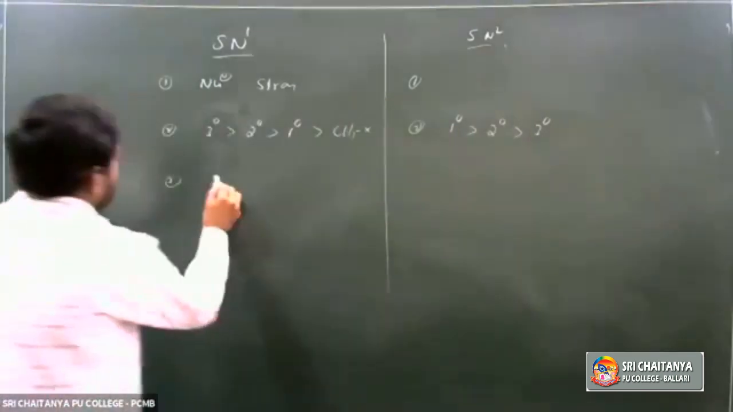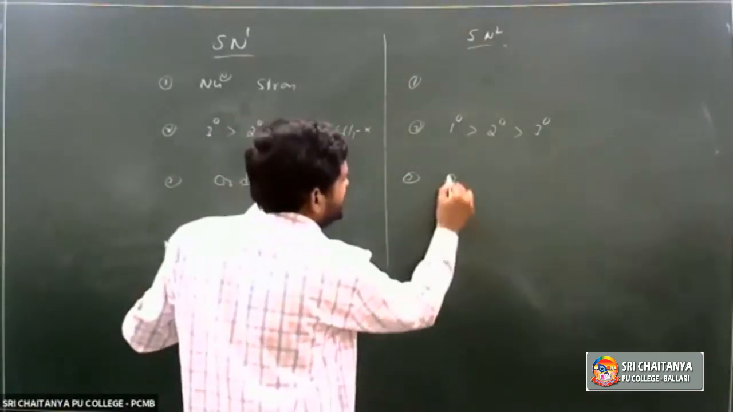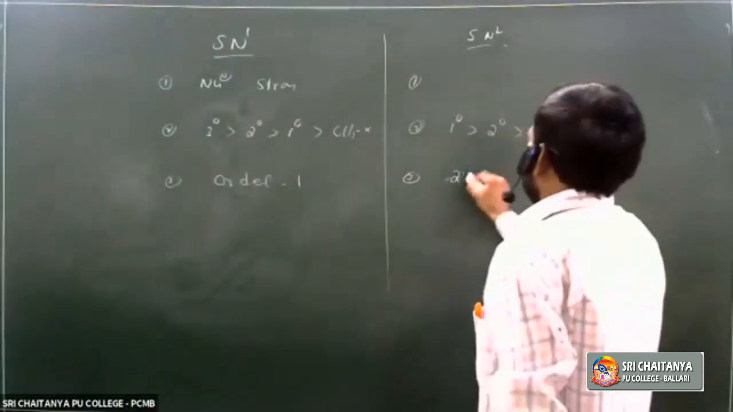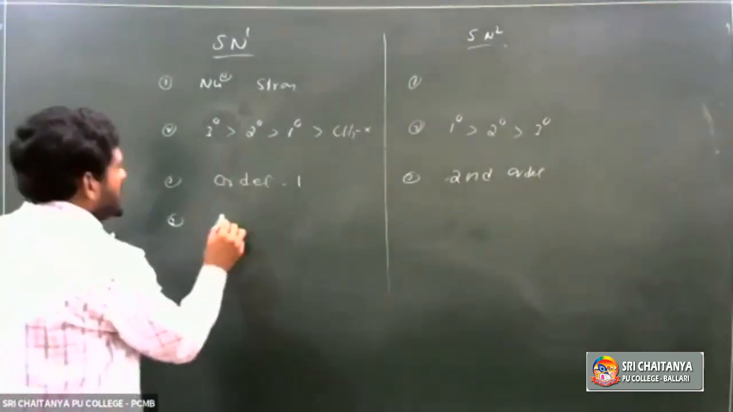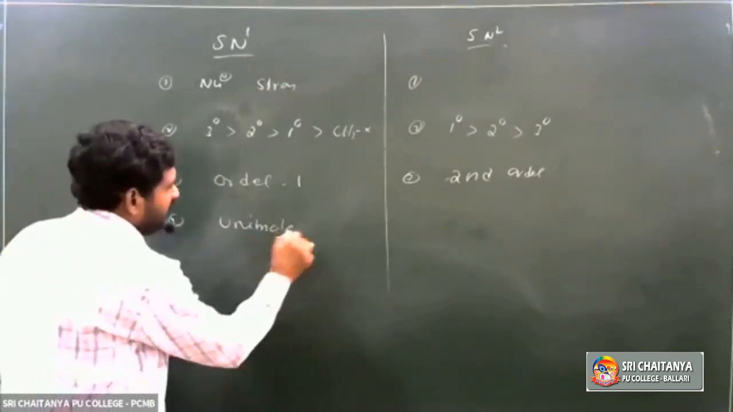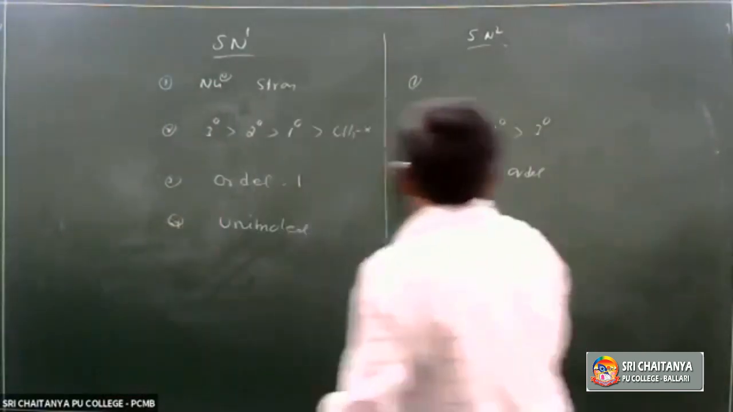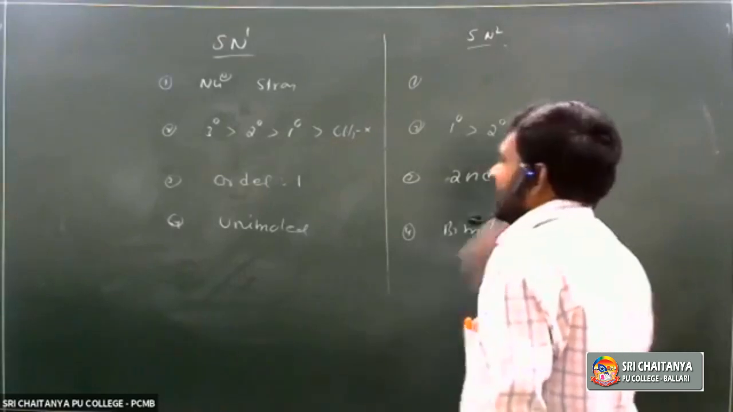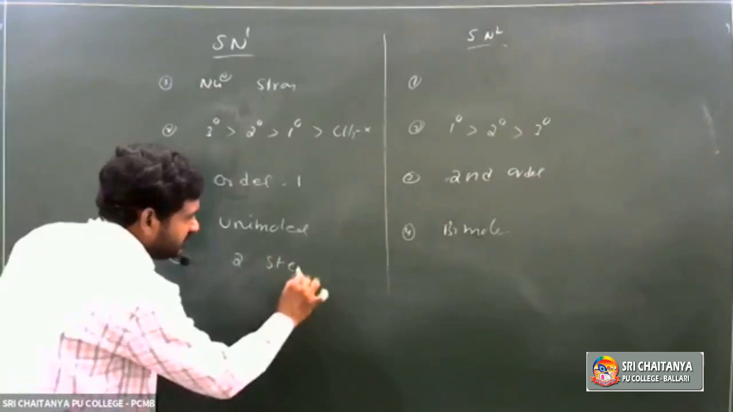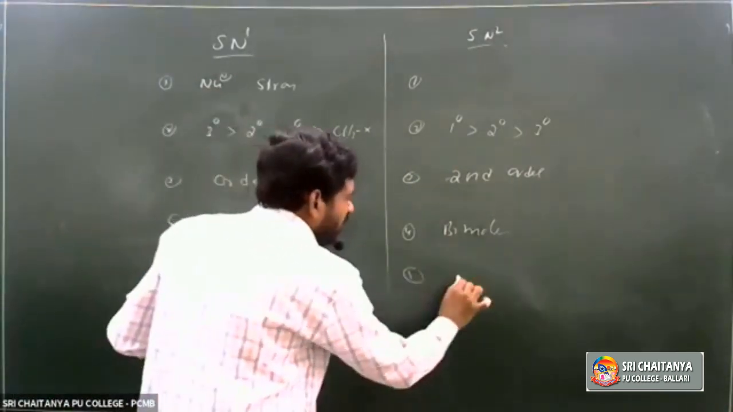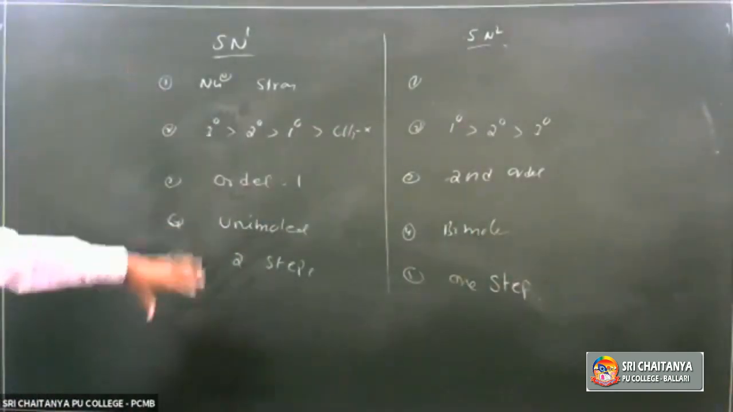The next one, kinetics. SN1 is first order kinetics; SN2 is second order kinetics. Next is the molecularity. SN1 is unimolecular, molecularity 1; SN2 is bimolecular. The next one, number of steps. The SN1 reaction takes place in 2 steps, while the SN2 reaction takes place in only 1 step.